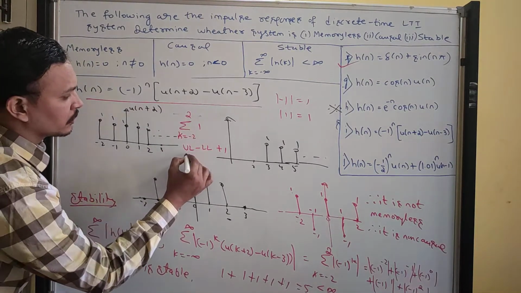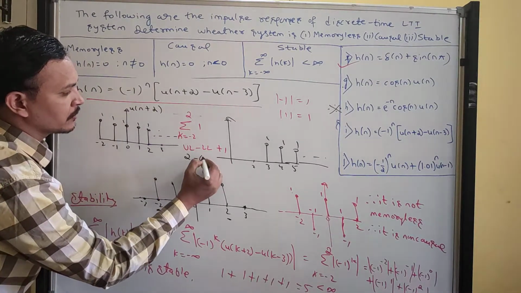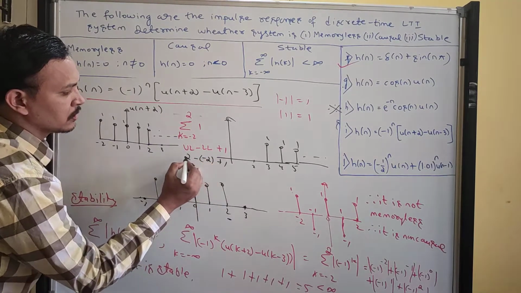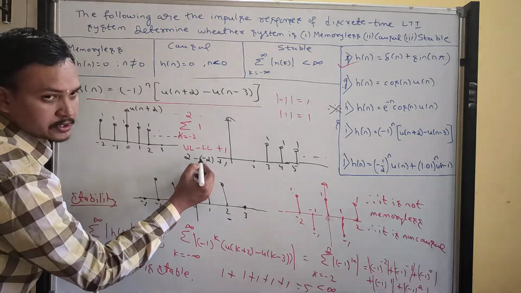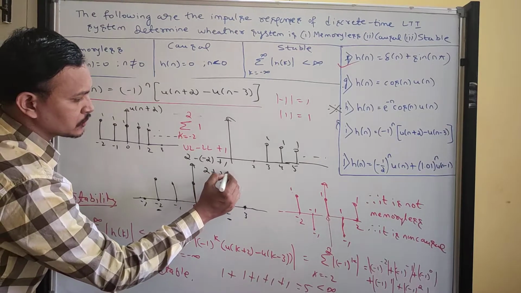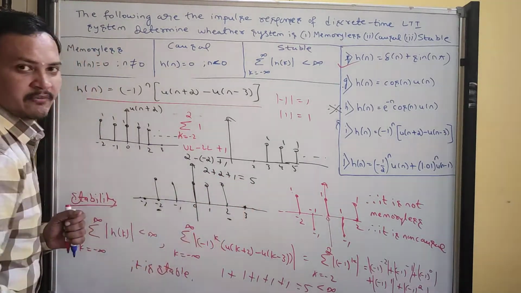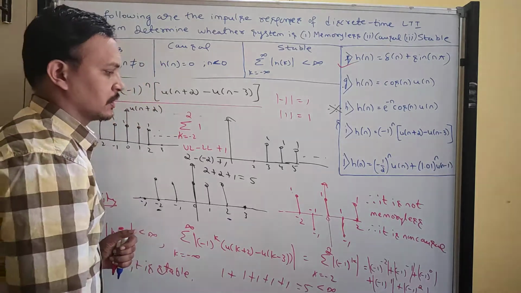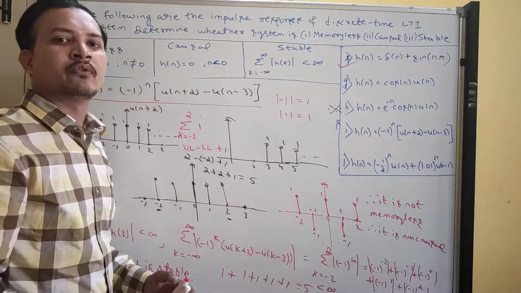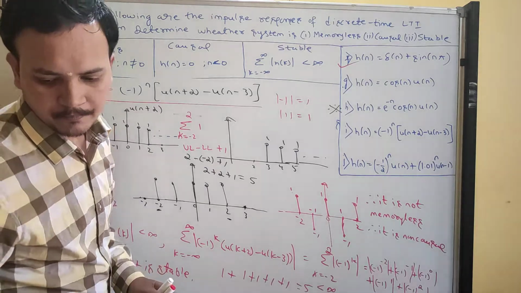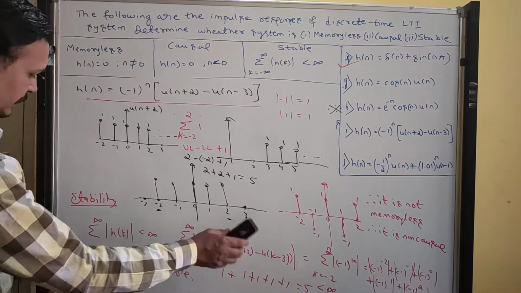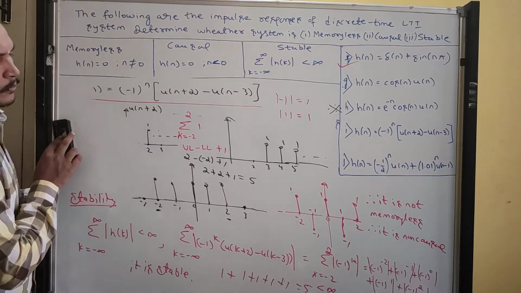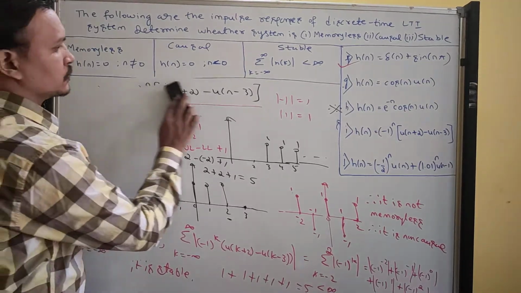What is upper limit? 2. Minus what is lower limit? Minus 2, plus 1. 2 minus of minus 2 plus 1, so 2 plus 2 plus 1, you will get finally 5. That is what we got here. Okay, we got 5 as answer. 5 is less than infinity, therefore you can say it is stable. Okay, got it? Fine. So pause the video and then copy the solution.